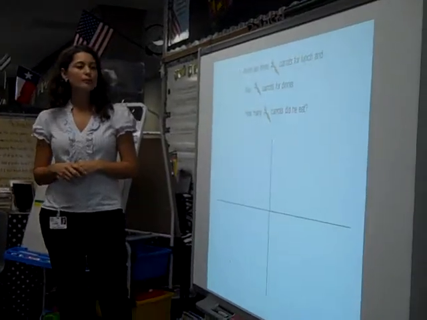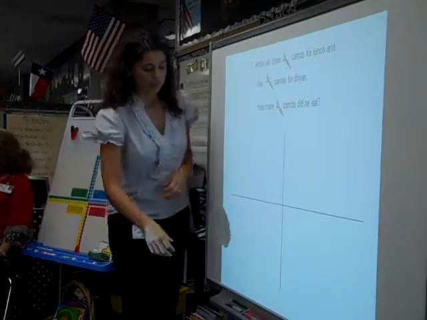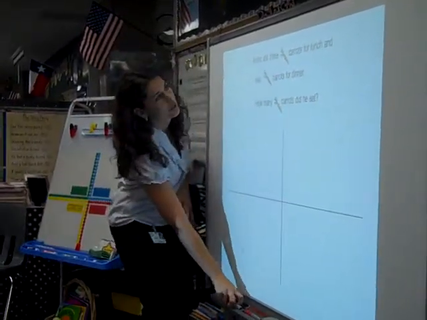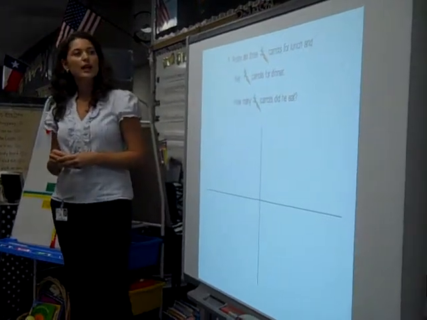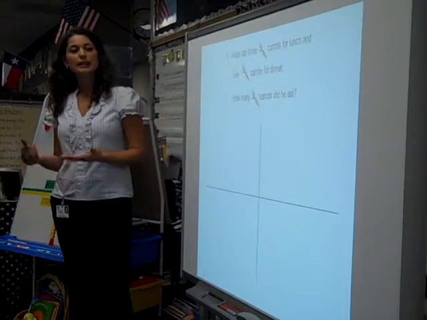Singapore method, and that's basically a model drawing, a visual representation of word problems. And so here we have a problem that says Andre ate 3 carrots for lunch and 5 carrots for dinner. How many carrots did he eat?